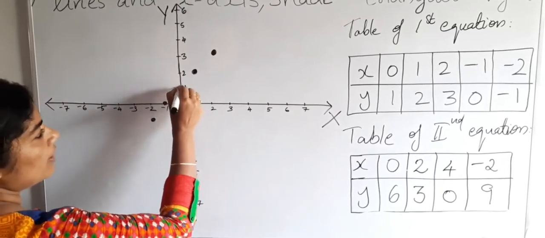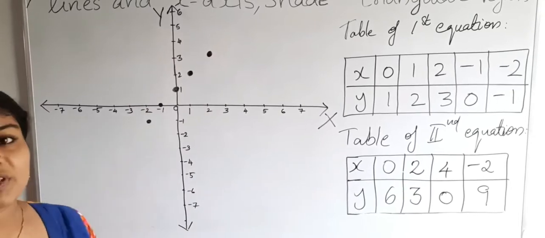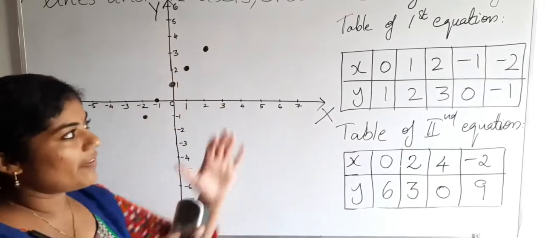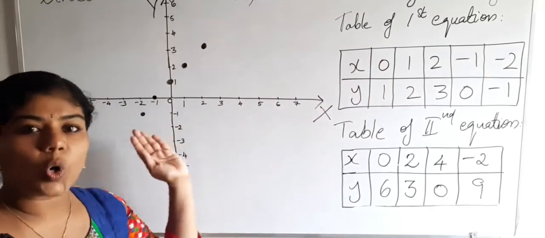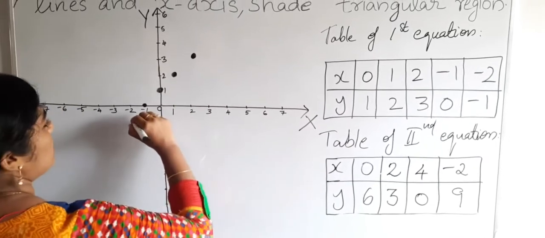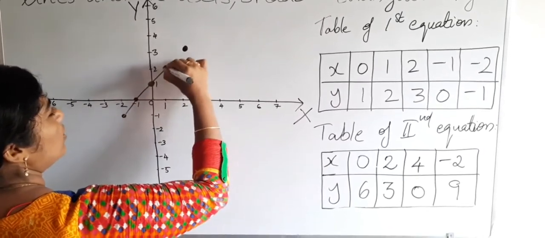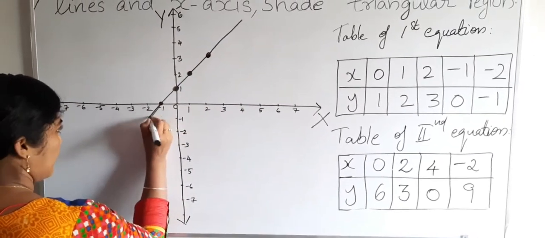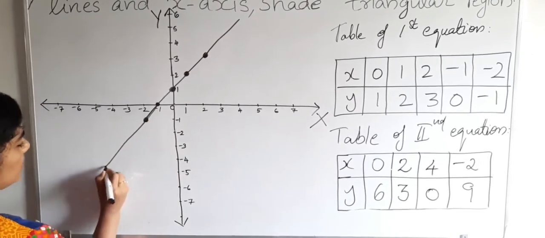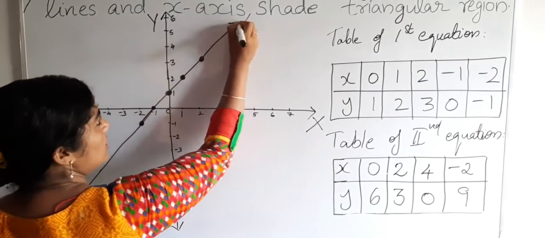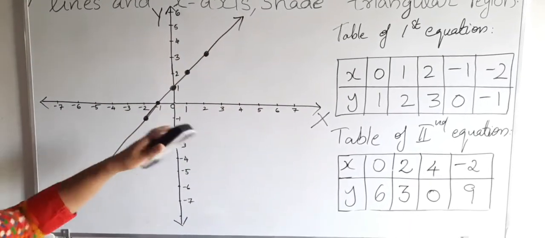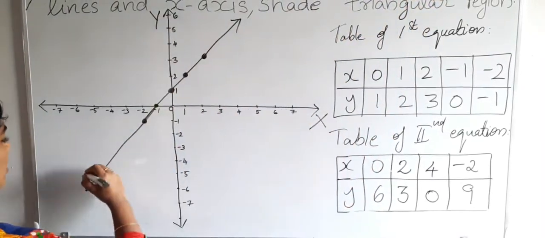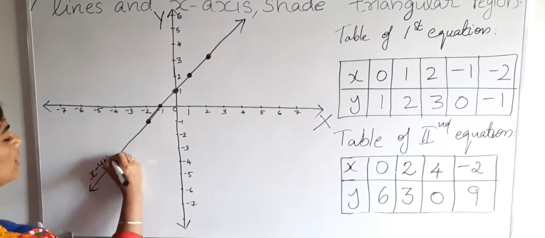After marking all the points, what will we do next? Next we are going to join each one. From the first table, all the points we got, we are joining. Use a scale or ruler to join it. Just extend that. Extend on both sides and draw it. And on this you can write this equation also. This table is based on your first equation, x minus y plus 1 equal to 0.